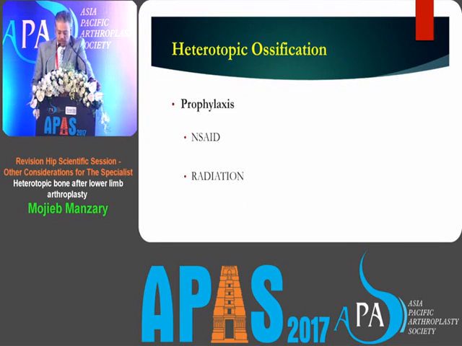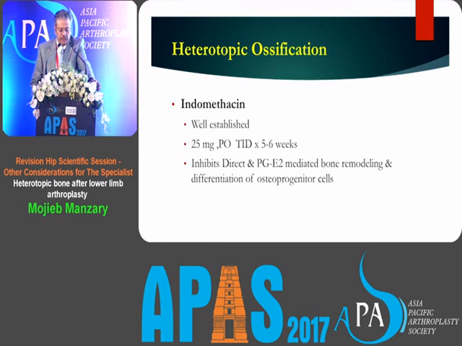The best treatment is prophylaxis, and there are two major prophylaxis types. One is by non-steroidal anti-inflammatory medication, and the other is by radiation. Indomethacin has been well established in the literature to be given as a prophylactic for those patients who you identify as an at-risk population. The dose is 25 milligrams 3 times a day for 5 to 6 weeks. It works through directly inhibiting prostaglandin E2 mediated bone remodeling and differentiation of osteoprogenitor cells.